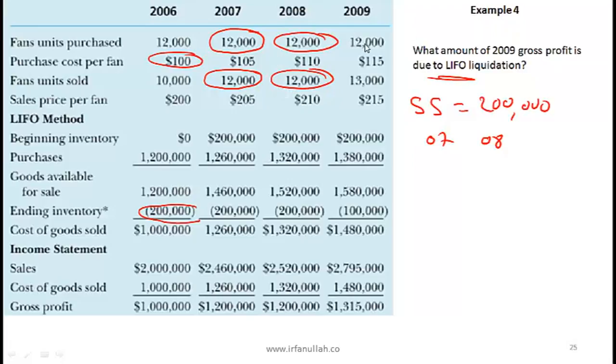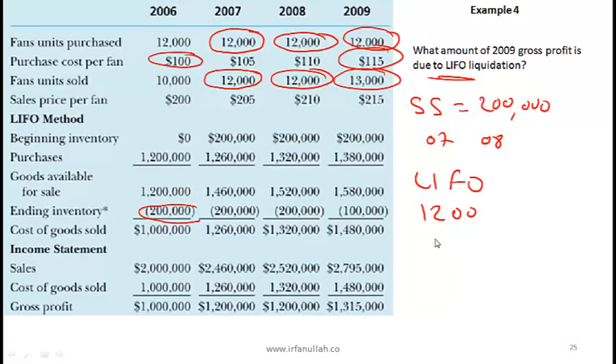But in 09, we purchase 12,000 and sell 13,000. Is there LIFO liquidation here? Yeah, because we sold more. Now, when we sell more for a company that is using LIFO, for the extra 1,000, obviously, what does LIFO mean? Last in, first out. So, when the company sells the first 12,000, let's say from January to November, what would those 12,000 be costed at? 115. They would be costed at the most recent purchase price.